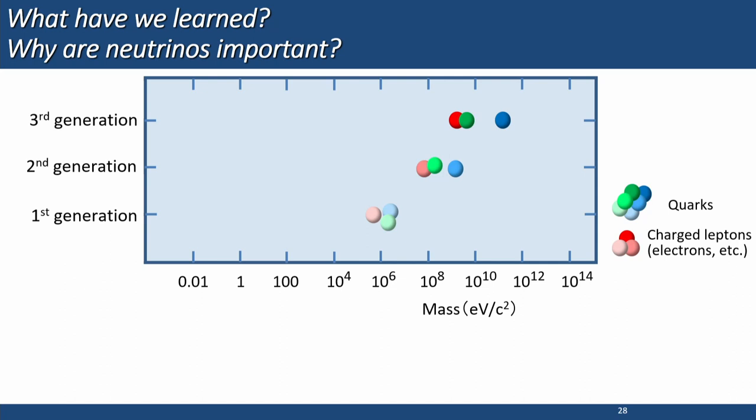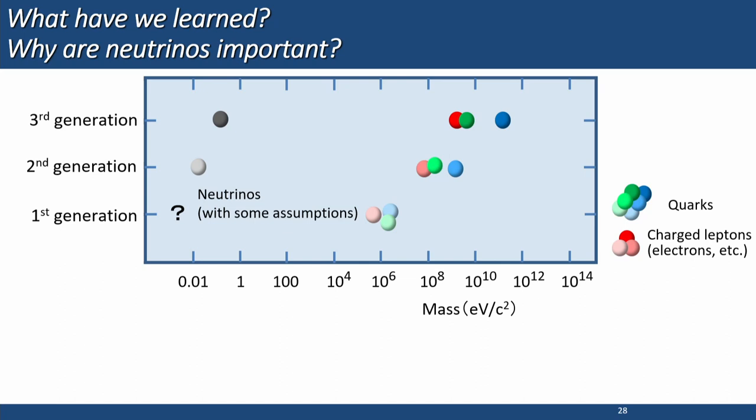Now, after 25 years of the discovery of neutrino oscillations, we understand the neutrino masses themselves much better. And let me plot the neutrino mass. It is here. So, you find the neutrino mass is plotted in a very different place in this plot.